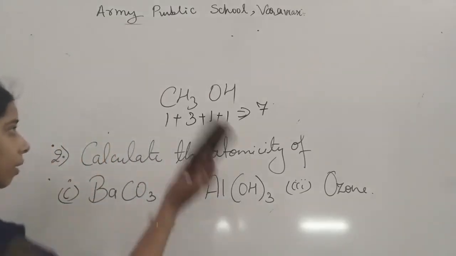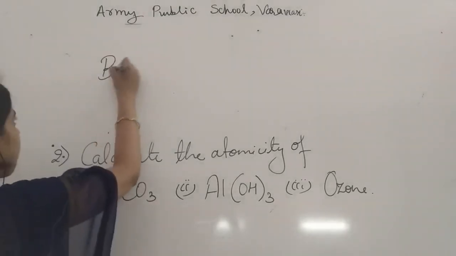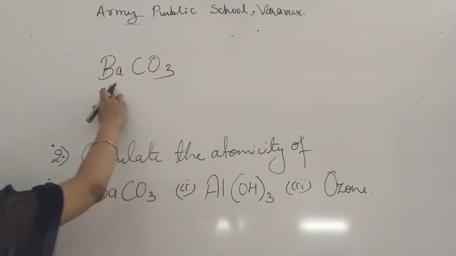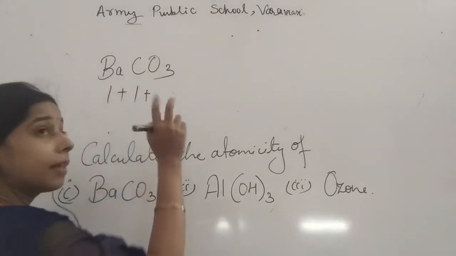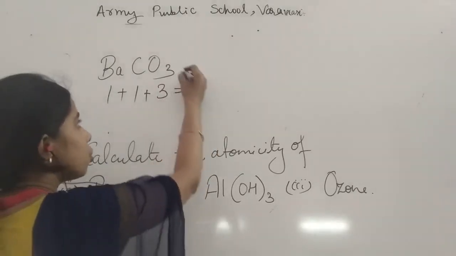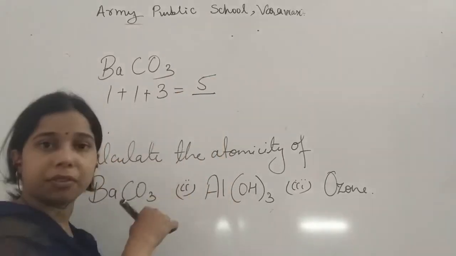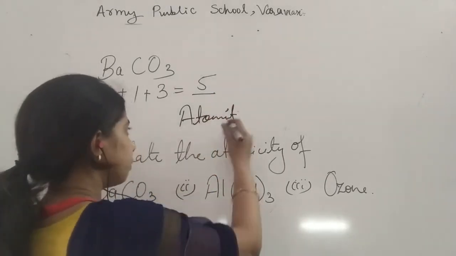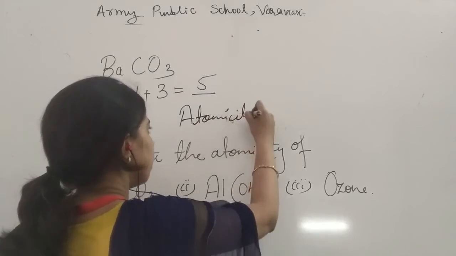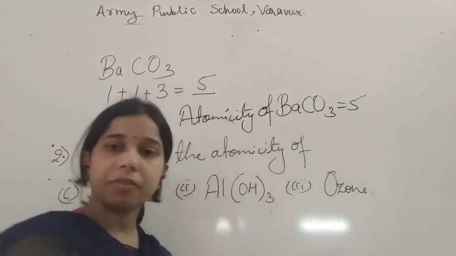Now by this we can solve this question easily, students. So you can see here BaCO3. In BaCO3, 1 barium is there, so 1, plus 1 carbon, plus 3 oxygen atoms, that will be 3. So atomicity of BaCO3 is 5. So we will write here, atomicity of BaCO3 is equal to 5.